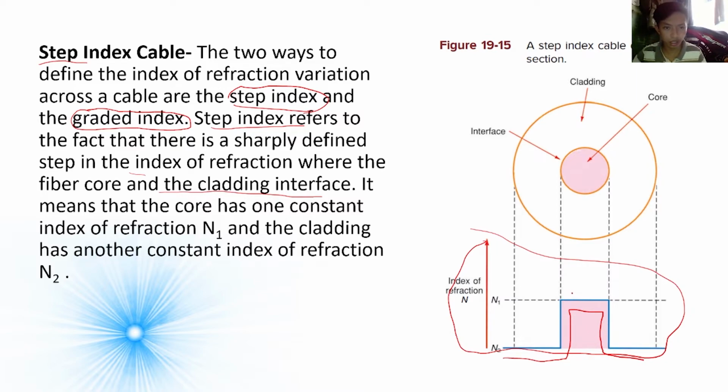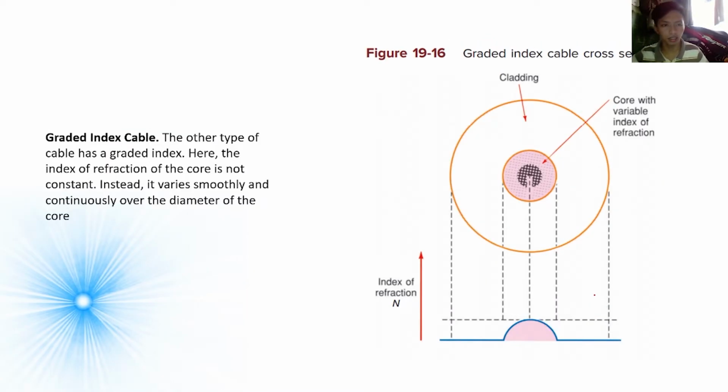Also this is a sharply defined step because of the N1 and N2, as we discussed a while ago regarding the index of refraction. That's why it's called a step index cable. By the way, this one is constant, this one is constant, because that's the difference from the graded index shown in the next slide. Okay, so this is the second example.